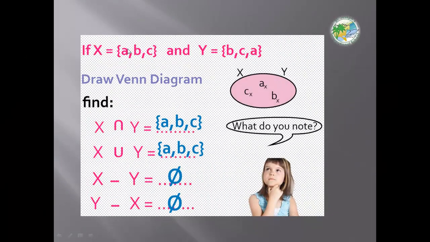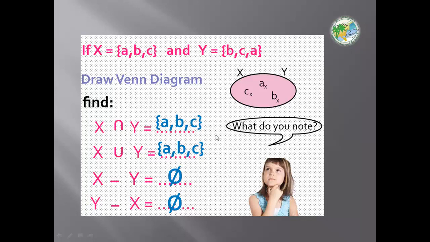If X equals {A, B, C} and Y equals {B, C, A}, draw the Venn diagram. What do you observe? The elements of X are A, B, C and the elements of Y are B, C, A, the same elements. Then the Venn diagram is A, B, C. X intersection Y: the common elements are the same, A, B and C. X union Y is also A, B and C.